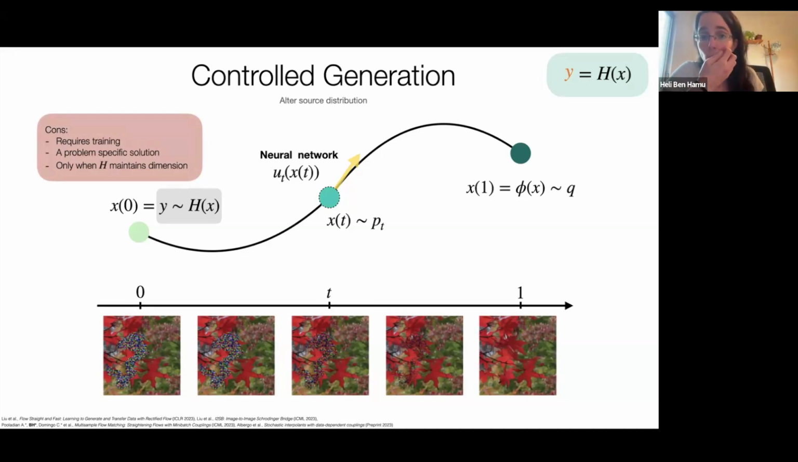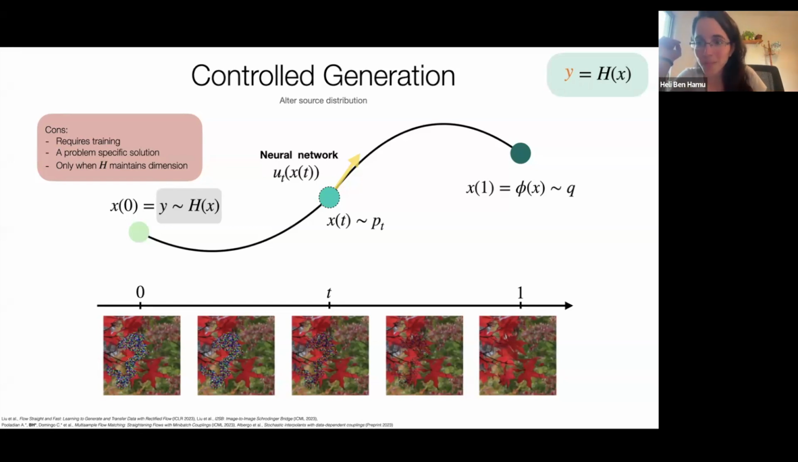This only applies when our forward operator maintains the dimension. What I mean is that, for example, in inpainting, the image remains in the same dimension. But what if I want to solve another type of inverse problem or control generation? Say that I have some chemical property and I want to generate molecules that satisfy it. Now, my chemical property would be a scalar, and the molecules would be in arbitrary dimension. So this does not apply here.